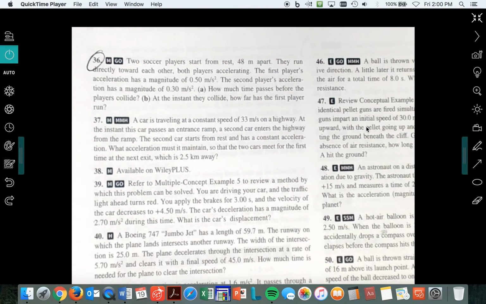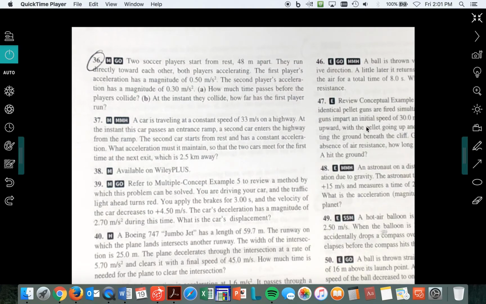The first player's acceleration has a magnitude of 0.5. So he's got a bigger bolt of energy, 0.5 meters per second squared. The second player's acceleration has a magnitude of 0.3 meters per second squared. These are accelerations. These aren't speeds. How much time passes before the players collide? At the instant they collide, how far has the first player run?